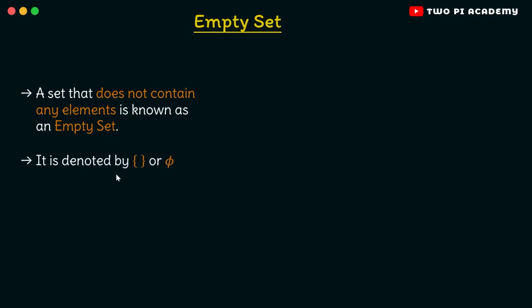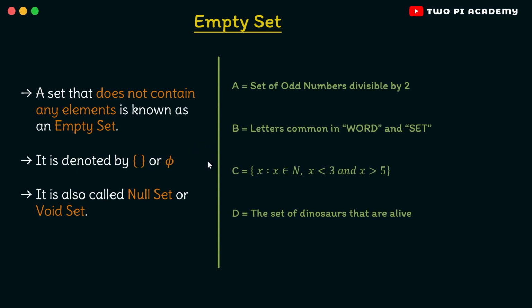And you will denote an empty set by using curly braces with nothing inside or the Greek letter phi. You know that you will represent sets by using curly braces, right? So if there is nothing inside, then it is an empty set because there are no elements inside that. And an empty set also has two other names, that are null set or void set. So both of these also refer to an empty set. Now let us see some examples of the empty sets.